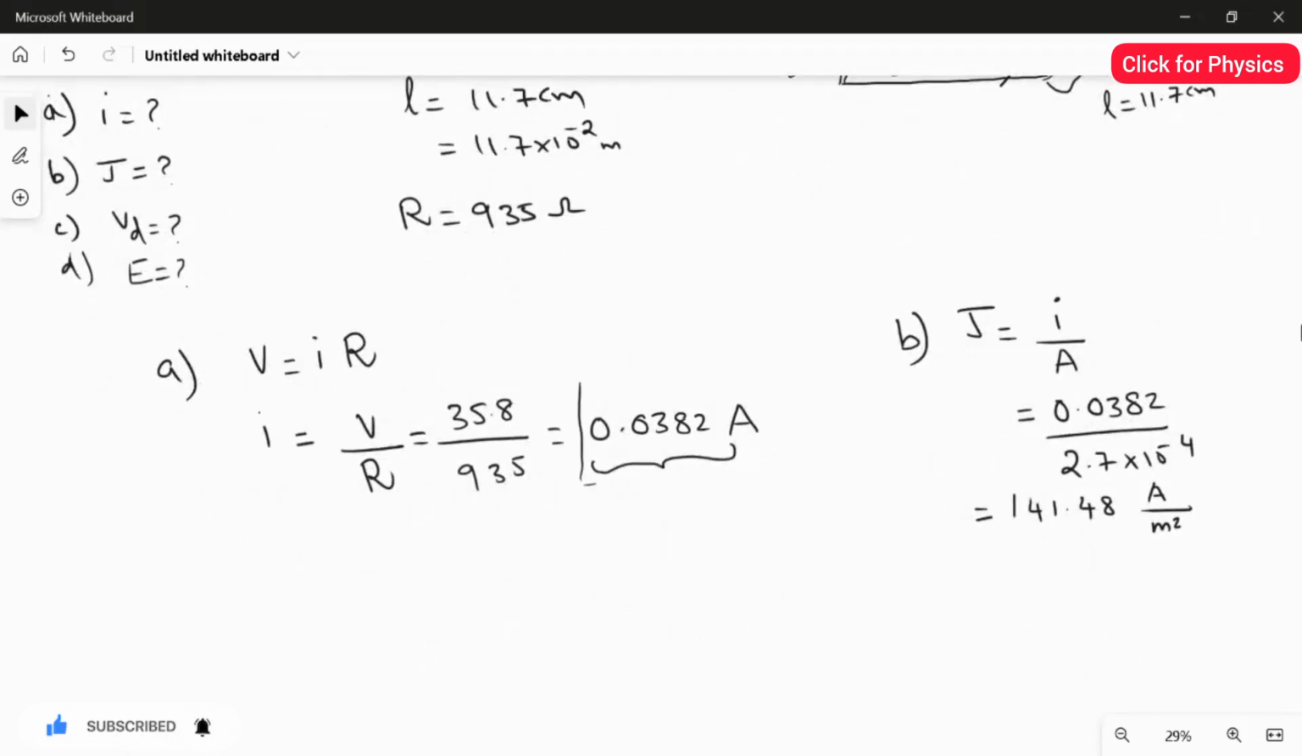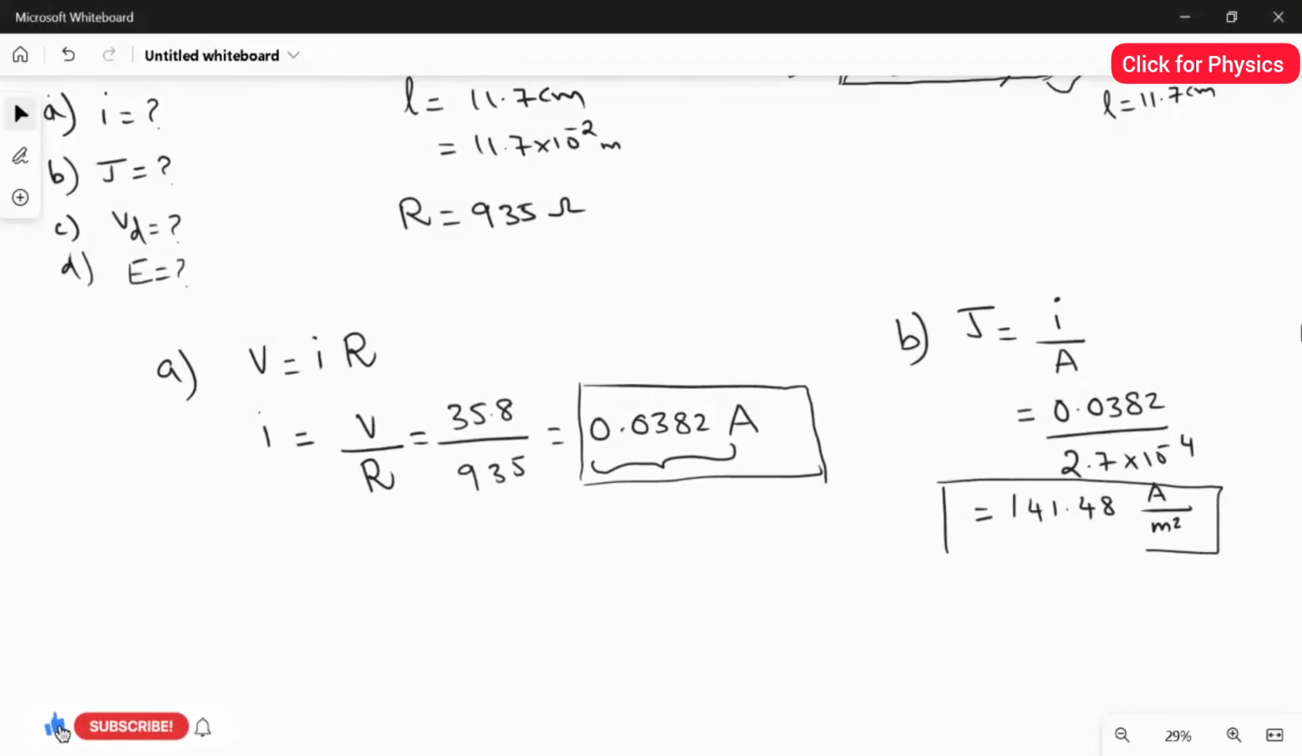So the answer for the first question is this one. The answer for the second question, current density, is 141.48. And third part, we are going to find the answer for drift speed. As we already studied the relation connecting the current density and the drift speed, which is J equal to n v_d e. What is this n? n stands for the number of conduction electrons, and v_d stands for the drift speed, and here e is the value of the charge, and J is the current density. We already studied this equation.